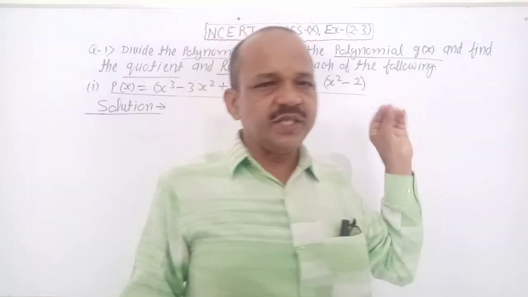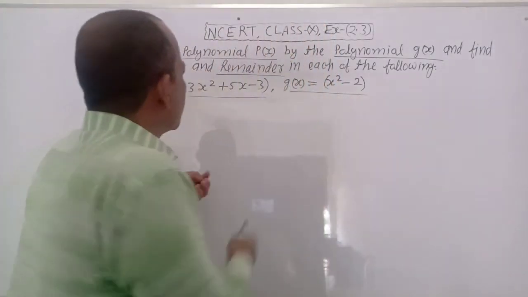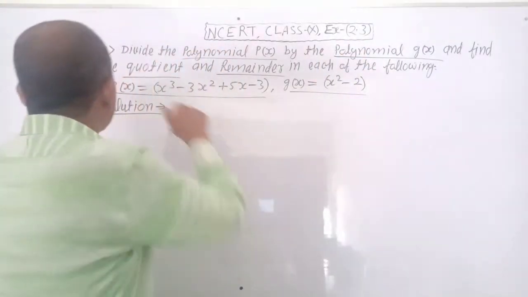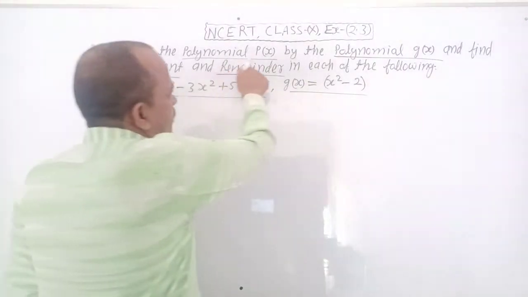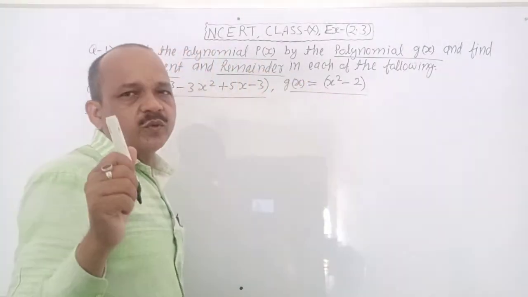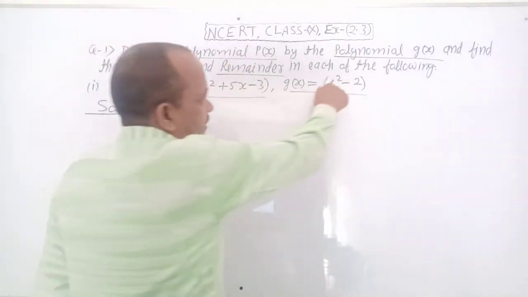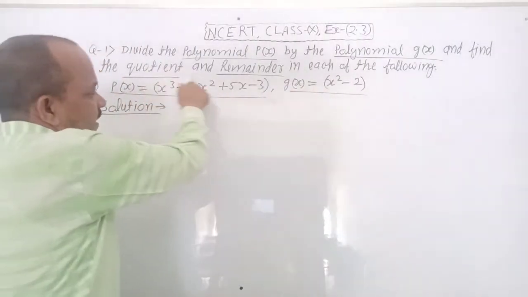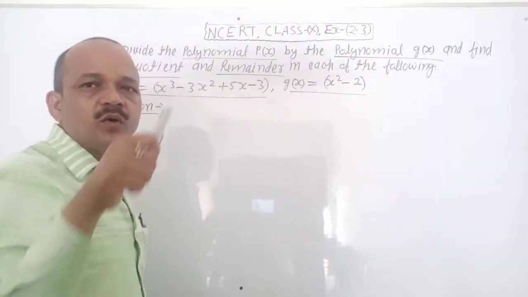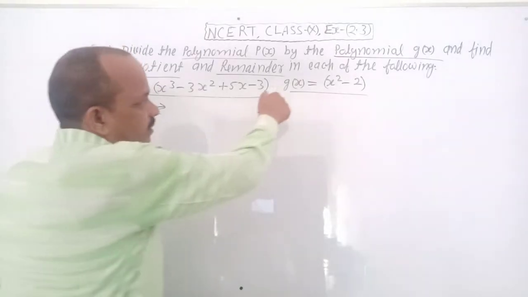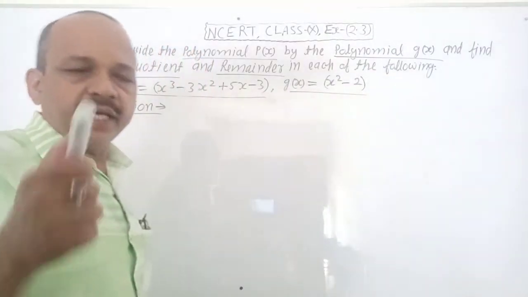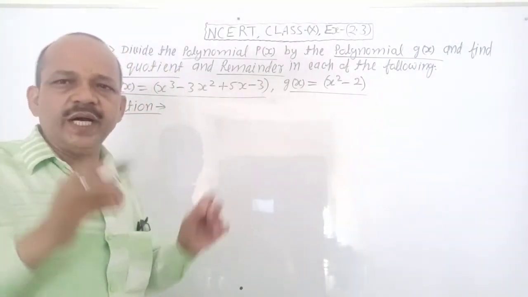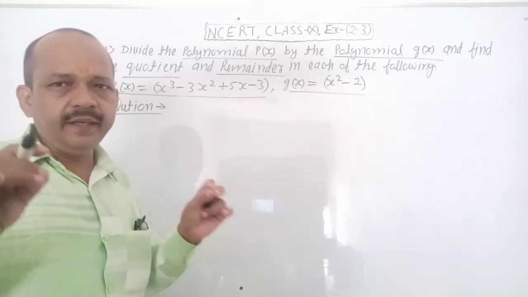See the board. NCERT class 10 exercise 2.3, question first. Divide the polynomial p(x) by the polynomial g(x) and find the quotient and remainder in each of the following. It means you divide p(x) by g(x) and you find q(x) and r(x).